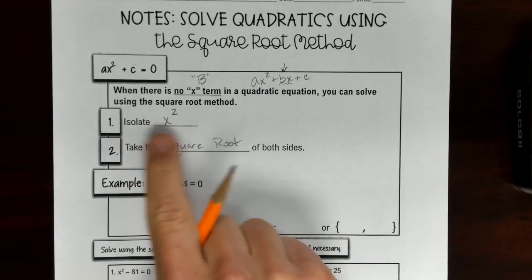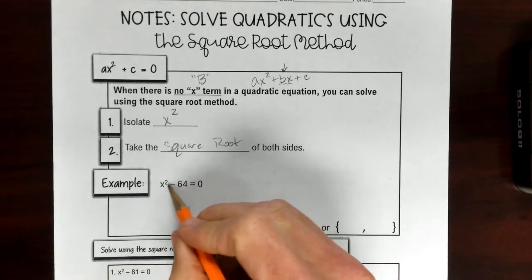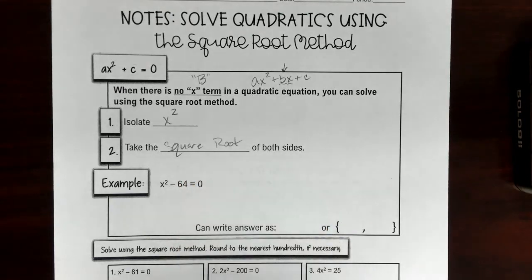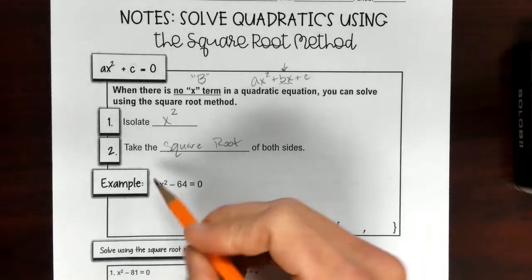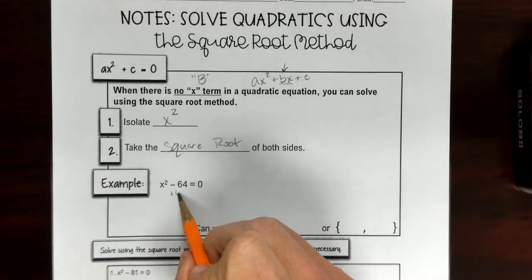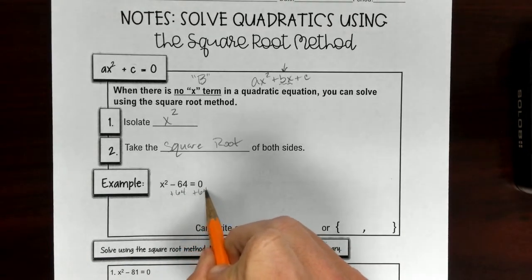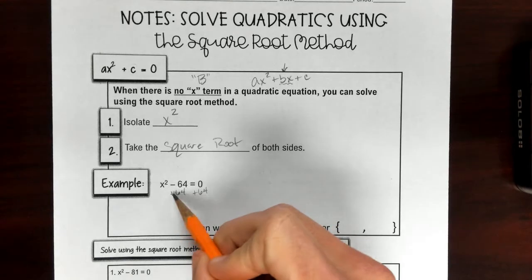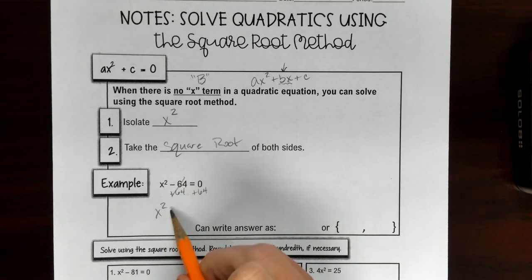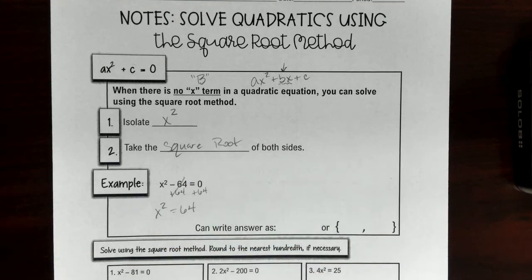So example number 1, we've got x squared minus 64 equals 0. Step number 1, we need to isolate for x squared. So I need to move this minus 64. Again, the way I move something in math is inverse operation. The inverse operation of a minus 64 is to add it to both sides of my equal sign. That goes away. We've got x squared equals 64.